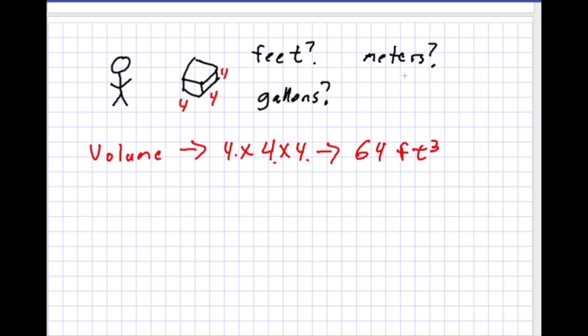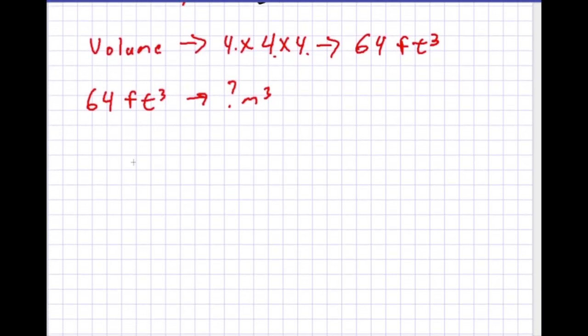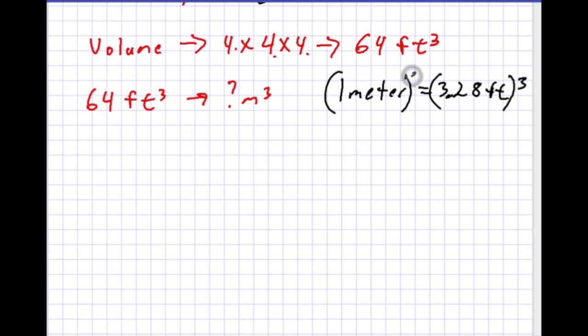But I told you that I want that number in meters. So what I'm going to have to do is find a way to convert 64 cubic feet into cubic meters. Well, I don't have this conversion. What I do have though is that 1 meter is equivalent to 3.28 feet. So I need a way to get cubic meters and cubic feet. Well, it's actually that easy. All I have to do is just cube both sides to get the conversion.